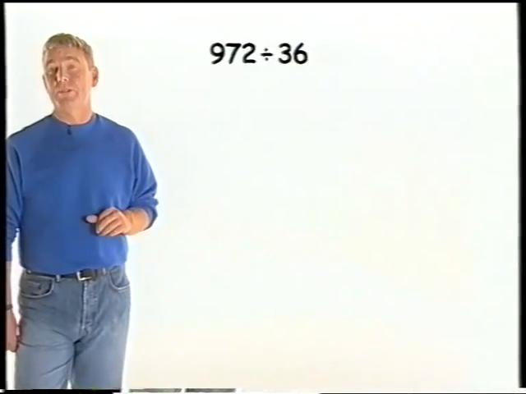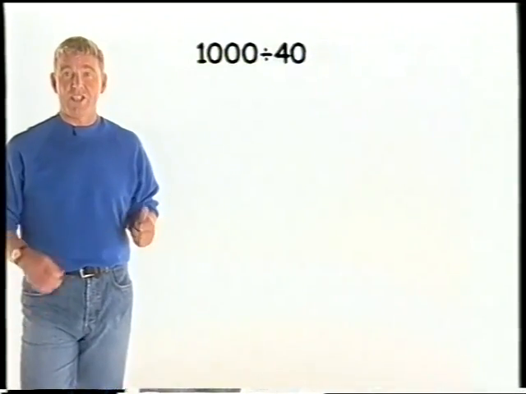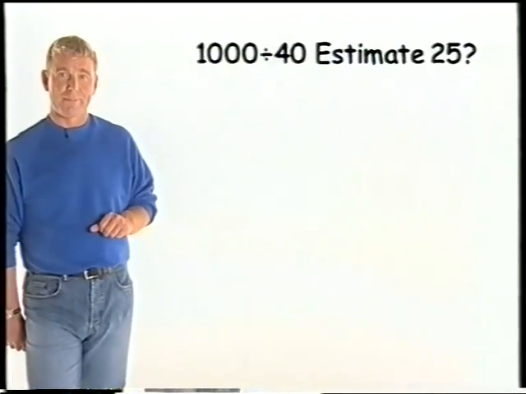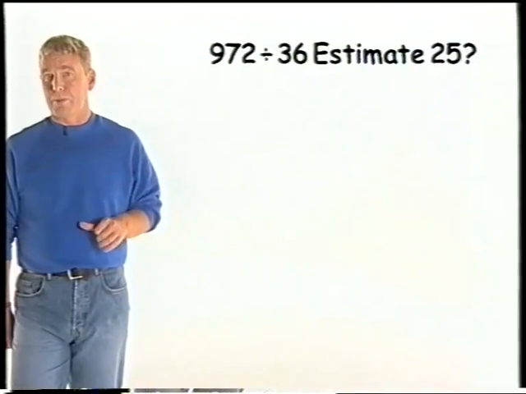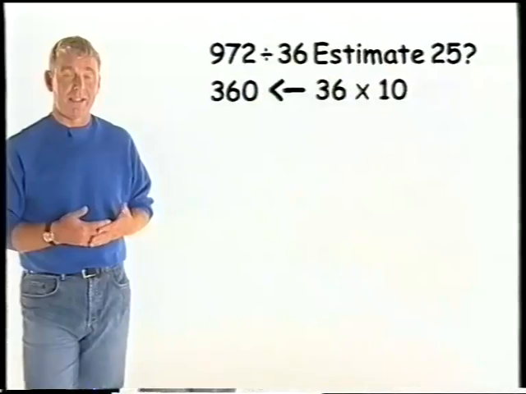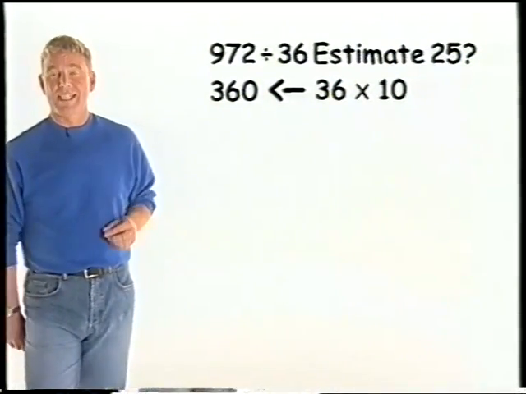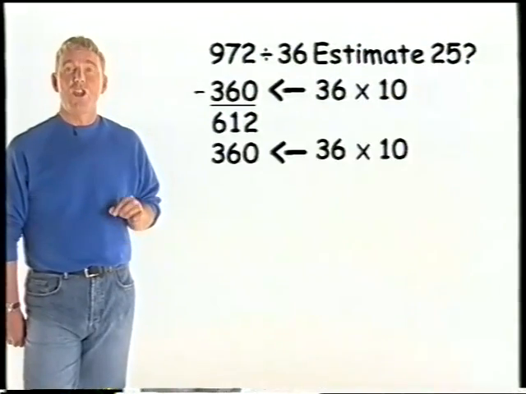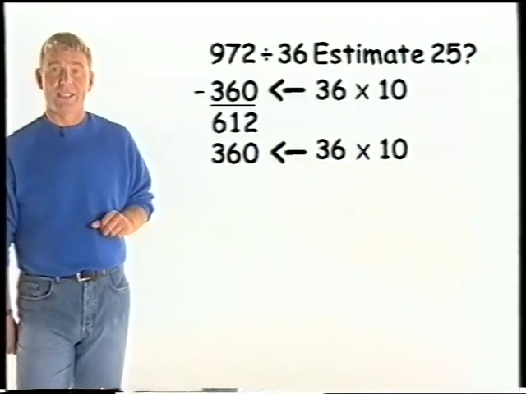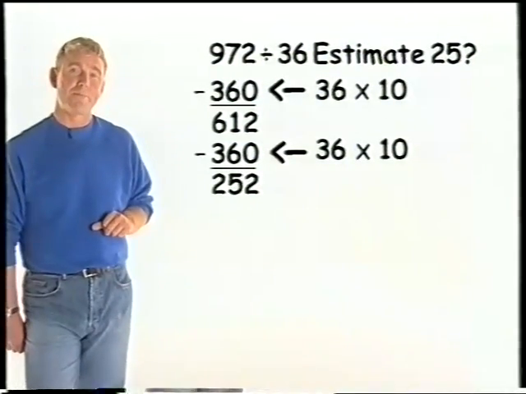See how Nicola made an estimate first, rounding the 972 up to 1,000 and the 36 up to 40. Then she did 1,000 divided by 40 to get her rough estimate of 25. Then she broke this difficult problem down into easier sections. Nicola knew that 36 times 10 is 360. Take that away from the 972 to get 612. 36 times 10 again is another 360. Take that away from the 612 to get 252.